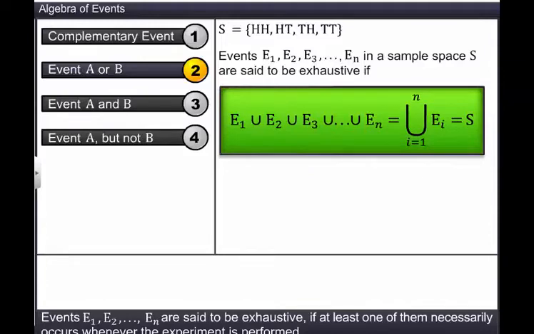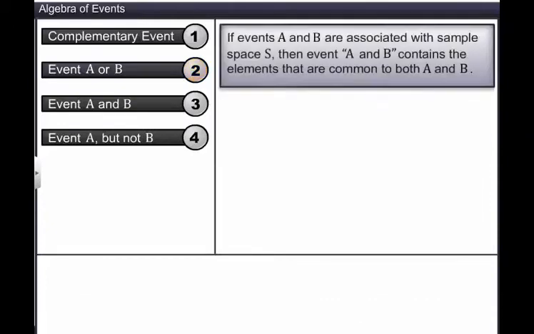If events A and B are associated with the sample space S of an experiment, then event A and B contains the elements that are common to both A and B. It is denoted as shown and is read as A intersection B or A and B. Event A and B can be written as {a such that a belongs to A and a belongs to B}.